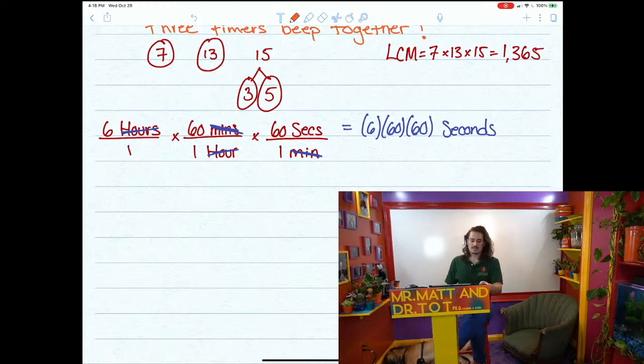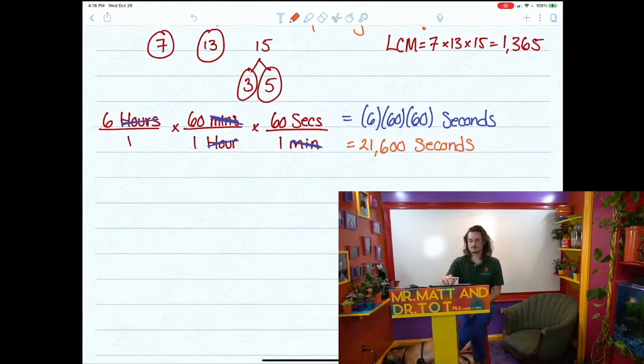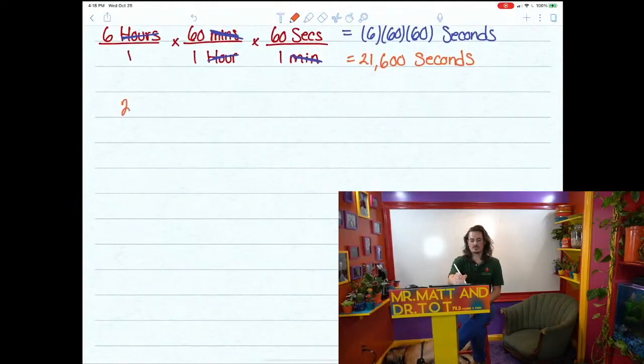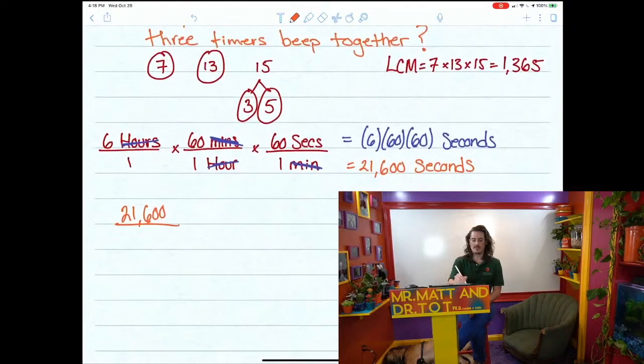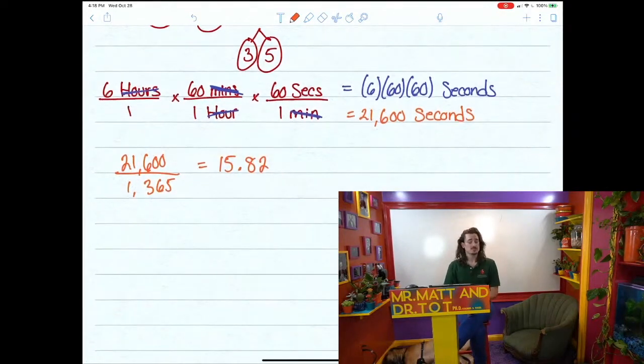Okay, so multiplying this out, if we have 6 times 60 times 60, that's going to give us 21,600 seconds. So I'm going to take 21,600 seconds and divide it by our rate of beeping, which is 1,365, and that's going to give us 15.82. Now you have to be able to interpret that answer.